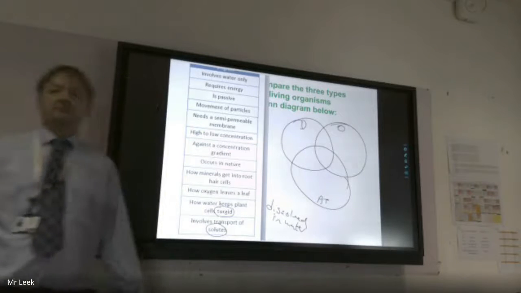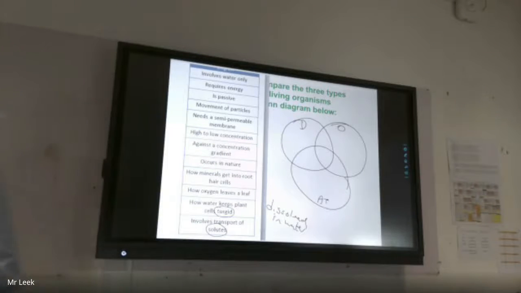Active transport is against the concentration gradient. It's a bit like going up a hill. Active transport is where you can go up a hill because you're using energy. Downhill is with the concentration gradient.